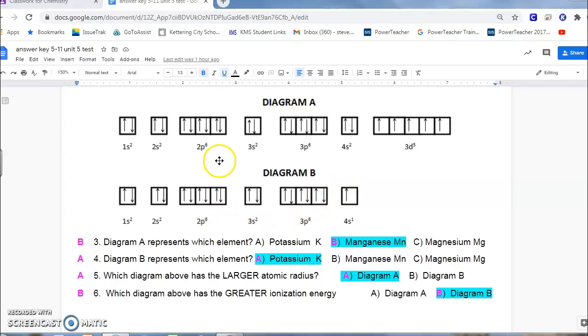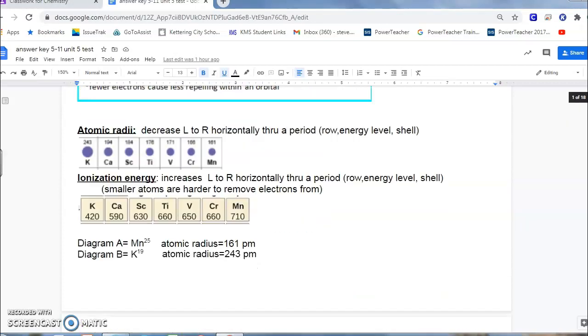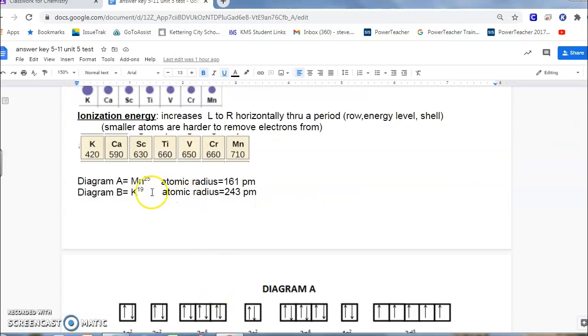All right, first one. Before we even start, it's smart to figure out who these things are. Couple quick ways to do it. We could add up all the electrons. 2 and 6 is 10, and 2 is 12, and 6 is 18, and 2 is 20, and 5 is 25. So what element would have 25 electrons? The same one that would start with 25 protons. That would be manganese. Manganese is atomic number 25. So diagram A is manganese.